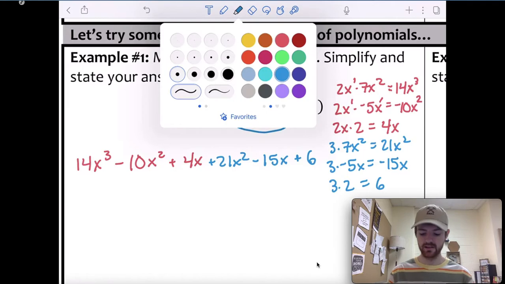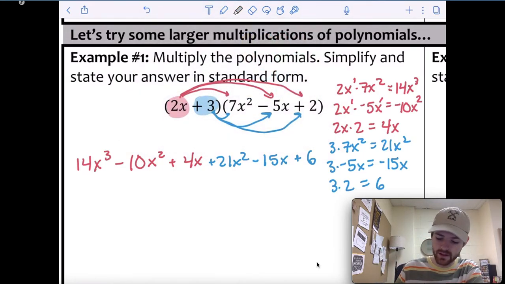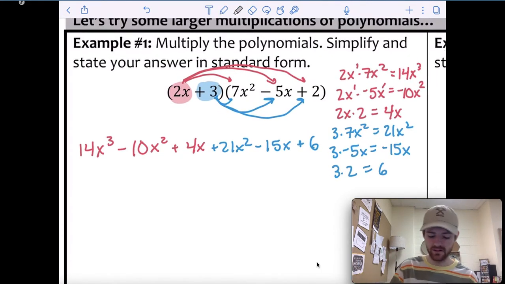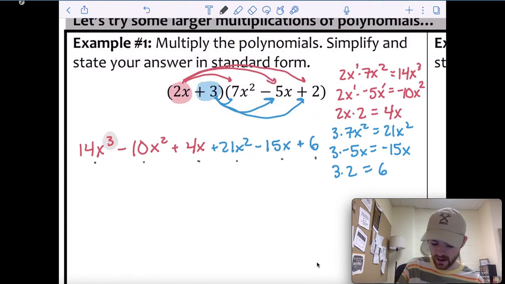Now that we've done that, let's find our like terms. So it's getting kind of cluttered, isn't it? There's a lot of terms we're looking at now. So let's ask ourselves this. Here I see a 14x to the third power. Do I see any other third powers here? No. Nope. None other have the power of 3, so that will just copy down. Boom.